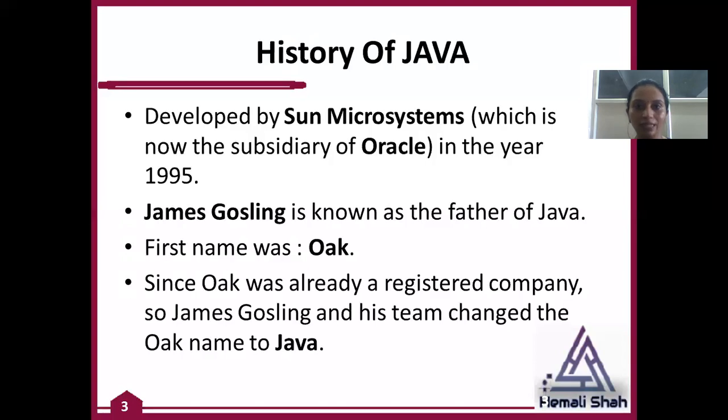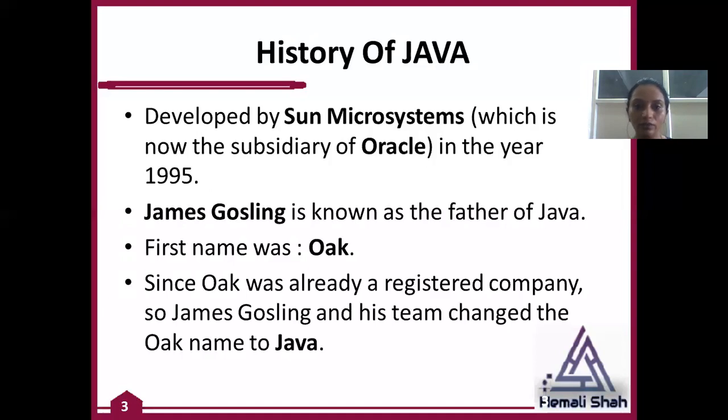James Gosling and his team developed this whole Java code, the Java syntax and the compiler for it. So James Gosling is known as the father of Java. The first name given to this particular language was Oak. Oak is a tree. This name was given to Java previously.